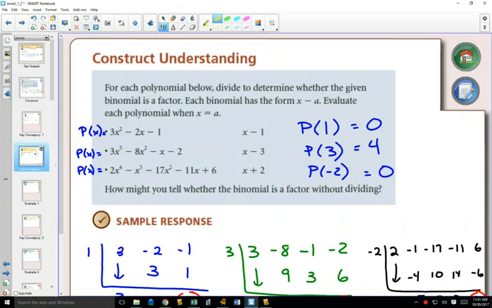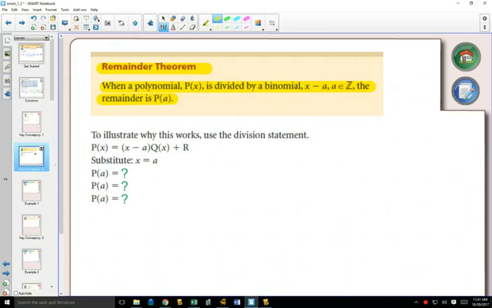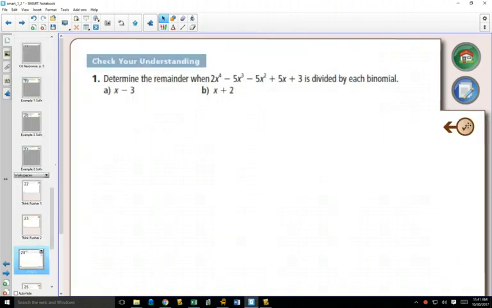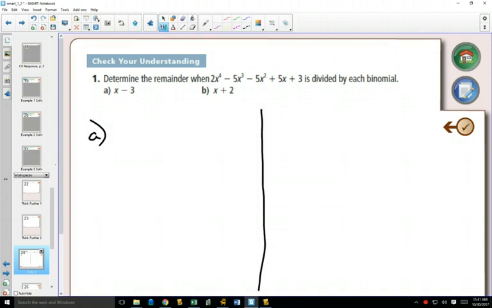So we're going to get some questions where we really need to use this remainder theorem, and other questions where our synthetic division is going to be more than enough to figure it out. So let's look at example 1. Determine the remainder when 2x to the 4 minus 5x cubed minus 5x squared plus 5x plus 3 is divided by each binomial. So for A, I'm going to split my page in half, and we're going to look at the two different methods.